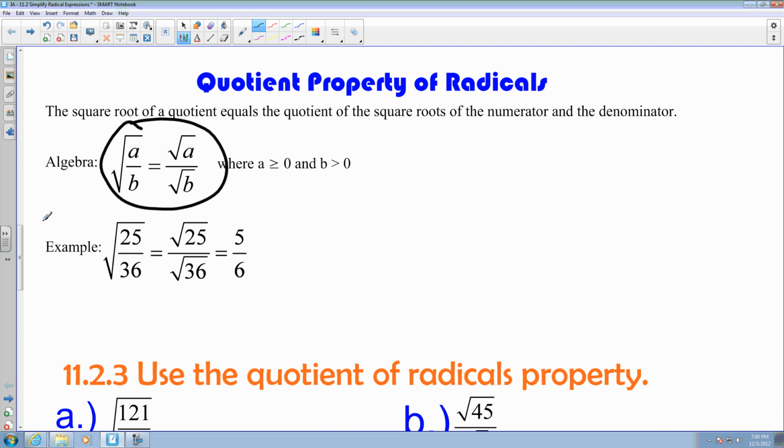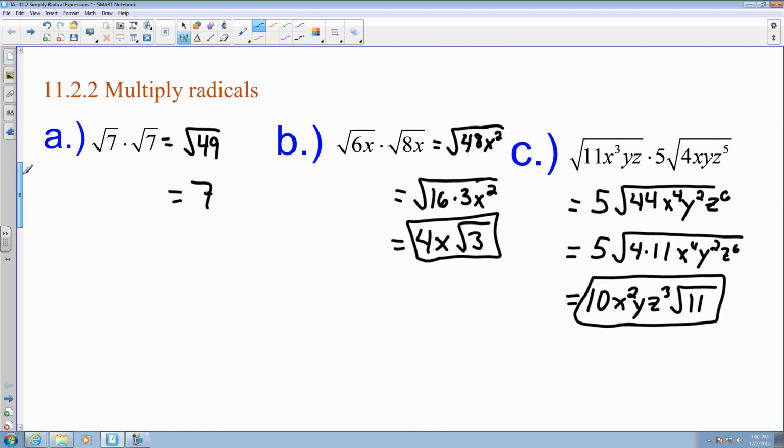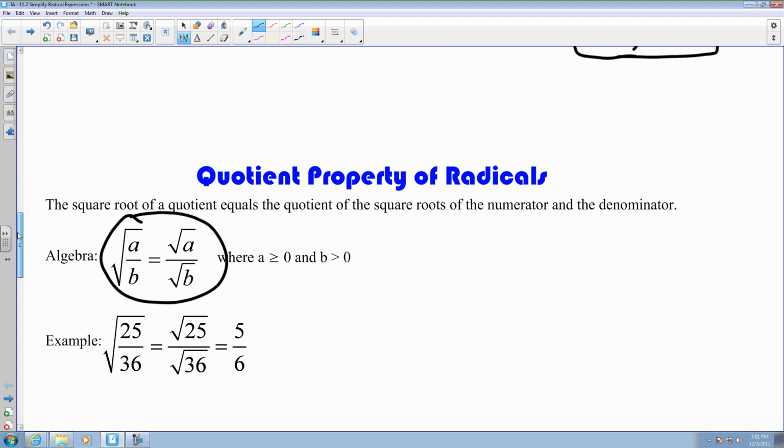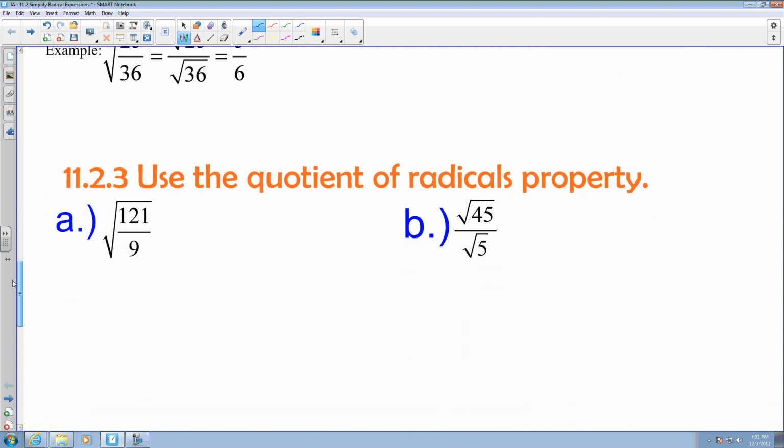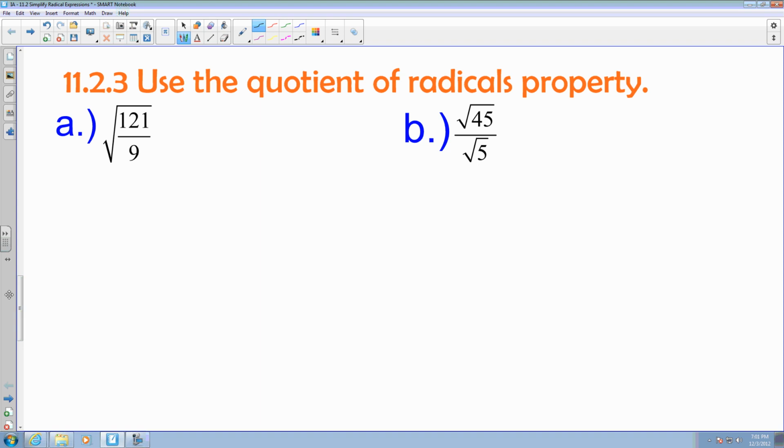One of the things that you have to keep in mind when you are solving these is that we do not want square roots in the denominator. What I talked about with the square root of 7 times the square root of 7, we can eliminate a square root by multiplying both the numerator and denominator by the radical that's in the denominator, to get rid of the square root in the denominator. I'll show you some examples of that later. But first, let's use the quotient property of radicals.